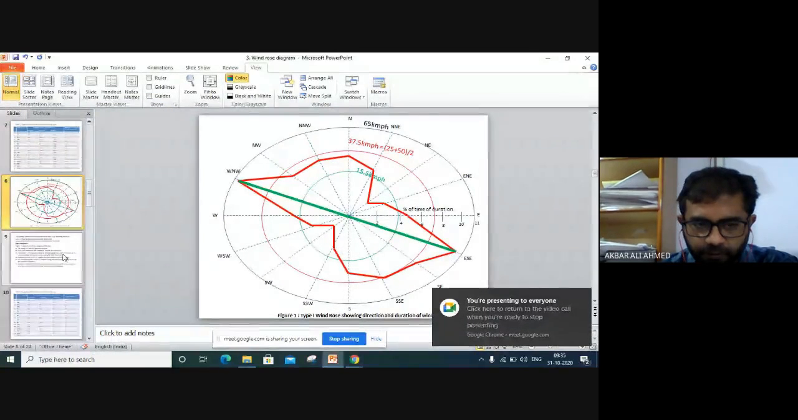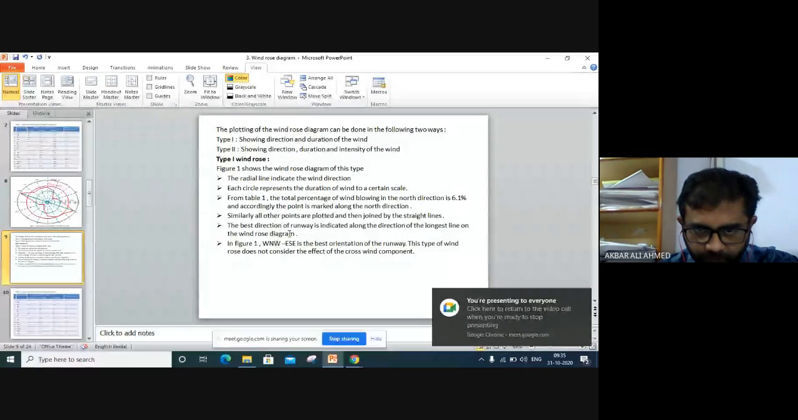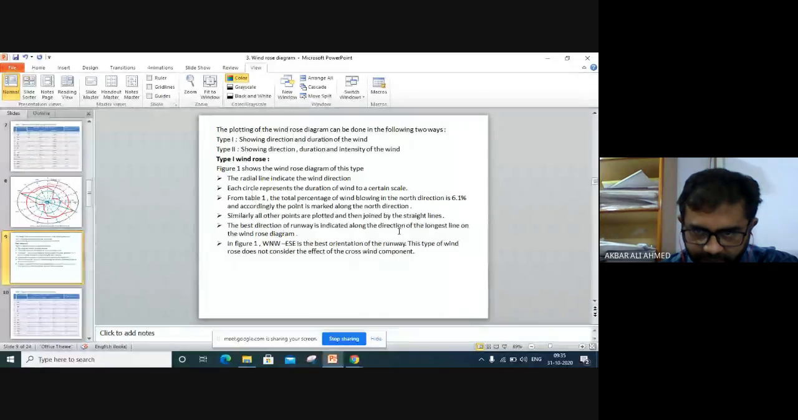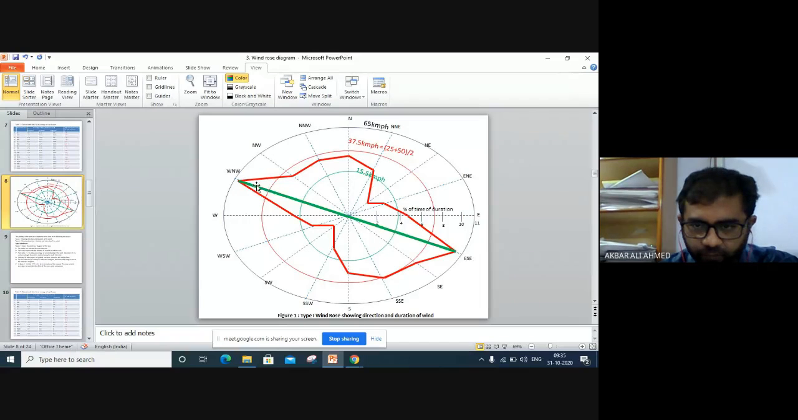So the best direction of the runway is indicated along the direction of the longest line on the wind diagram. In this figure, west northwest and east southeast is the best orientation of the runway, because it is the longest line. You see, west northwest and east southeast is the longest line. So this will be the orientation of the runway.